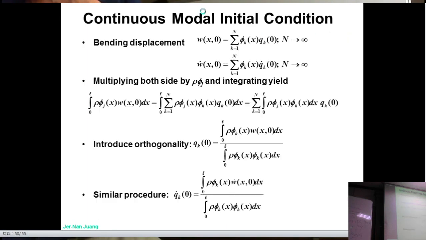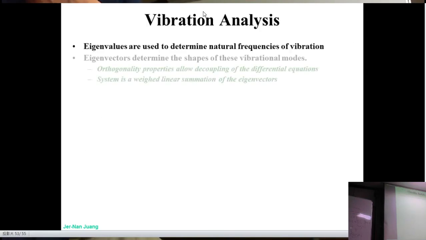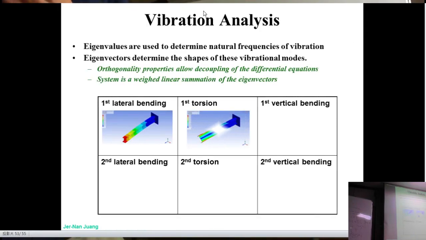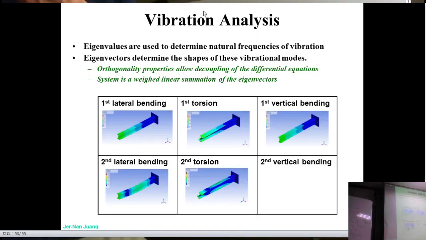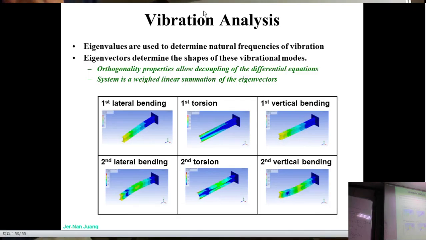And there are natural modes, and I want to show you some things, which are like this. This is something my favorite. These are the mode shapes. If you look at this one, the first one is the first bending mode. So the mode shape will look like this. They vibrate like this. And the first torsion mode, they vibrate like this. And the first vertical mode, they vibrate like this.